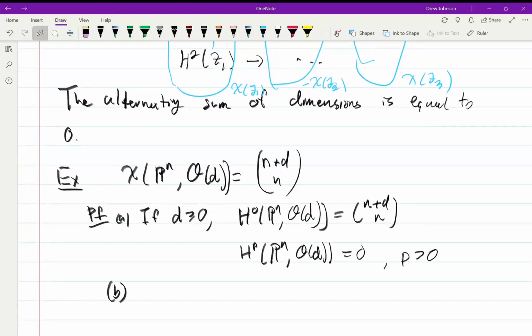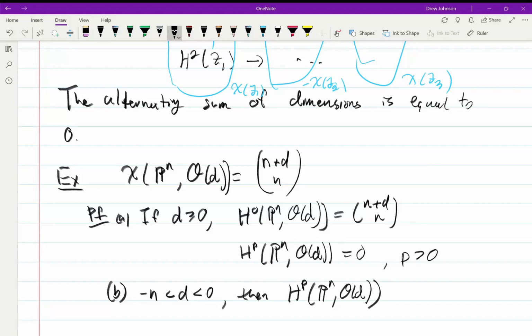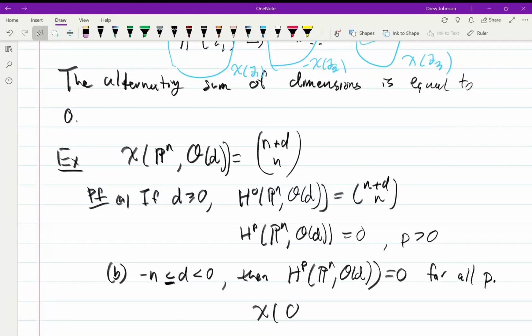So now let's do the case if d is negative, but bigger than or equal to minus n. Then it follows from what we said that Hp is equal to 0 for all p. So that means the Euler characteristic of O(d) would have to be 0. Does that make sense with this binomial coefficient? And the answer is yes.